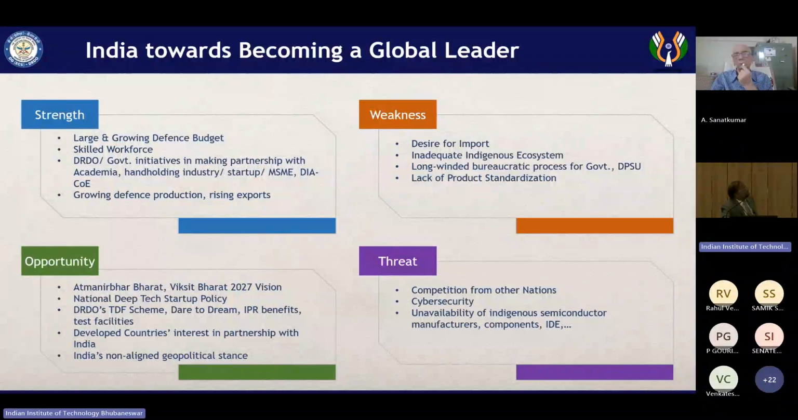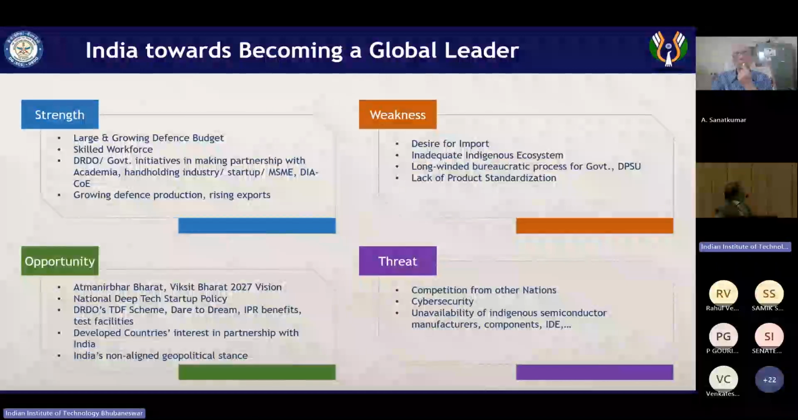So this is a small SWOT analysis. I was doing this yesterday night. A SWOT analysis we do in management for anybody, any company, any industry. For India, I was doing it. India's strengths are the large and growing defense budget, skilled workforce, DRDO, government initiatives, growing defense production, and rising exports. What is the weakness? The weakness is that we still have a desire to import. Why has this desire to import come?